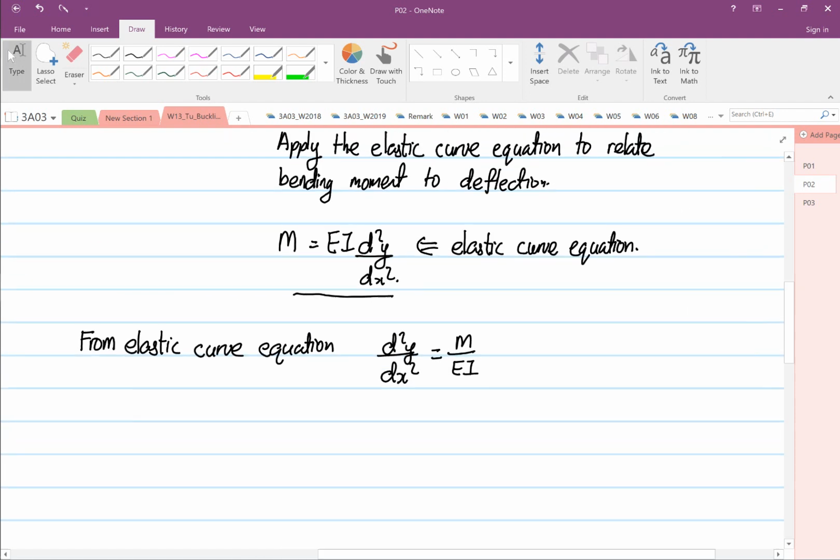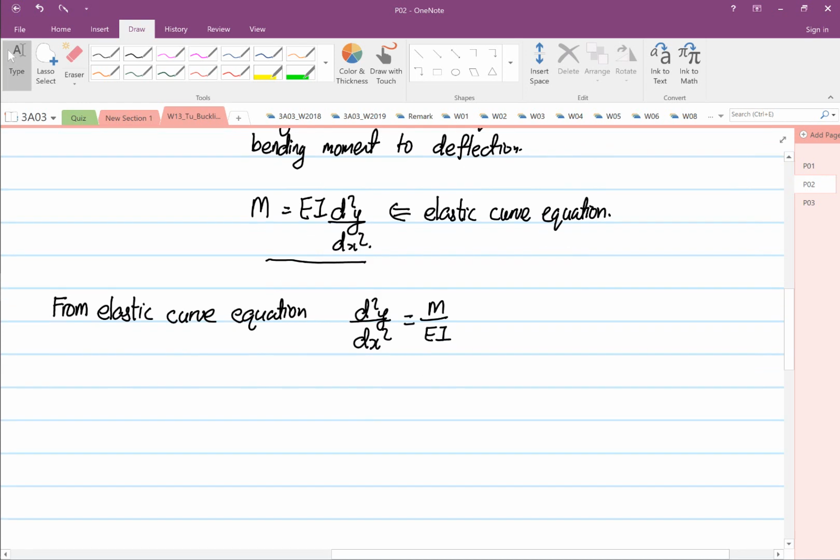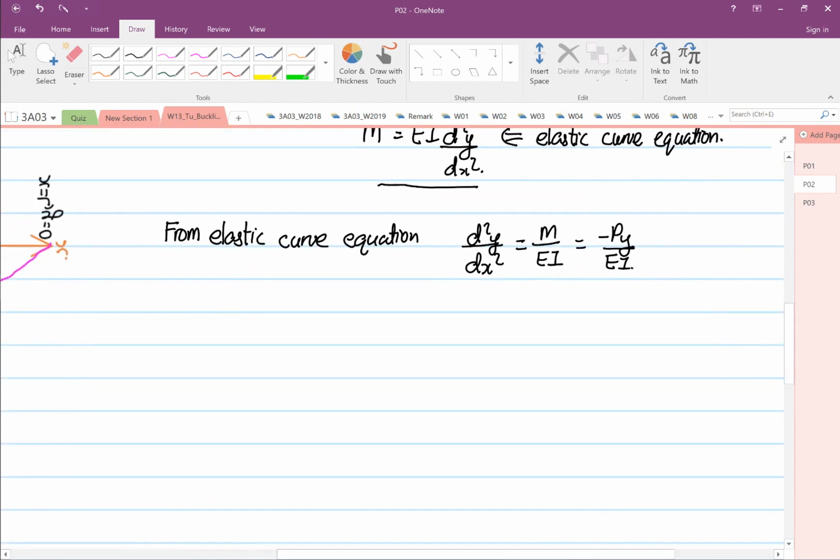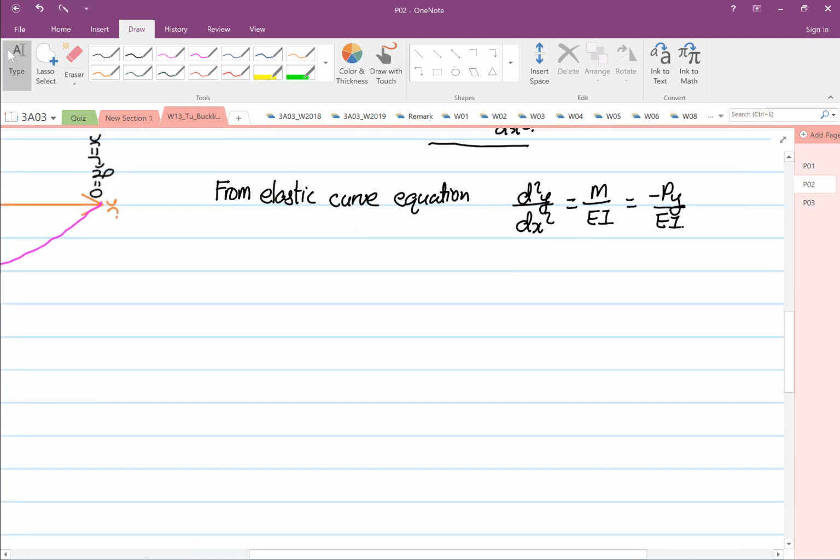We get d squared y over dx squared equal to M over EI. And the moment we found at point Q is minus Py. The P over here is our axial load, capital P, big P. If we rearrange this equation, we have d squared y over dx squared plus Py over EI equal to 0. So this is my equation 7.